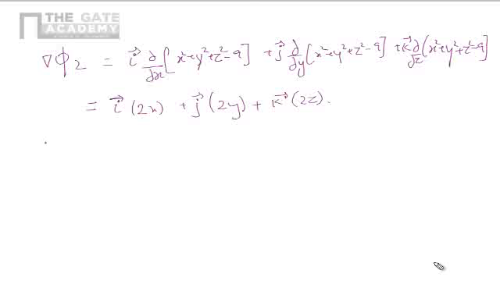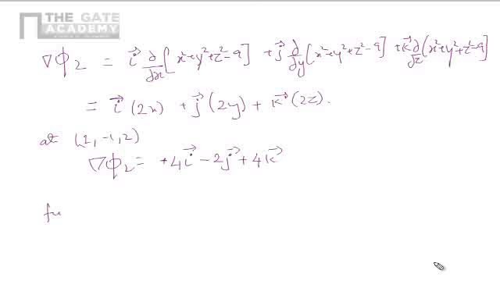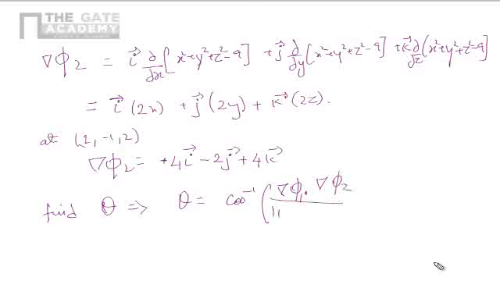So at 2 comma minus 1 comma 2, del phi 2 is nothing but 4i minus 2j plus, here it is dependent on z, so plus 4k. Correct? This is what we will get. So now find theta. What is theta? Theta is nothing but cos inverse of del phi 1 dot del phi 2 divided by modulus of del phi 1 modulus of del phi 2.